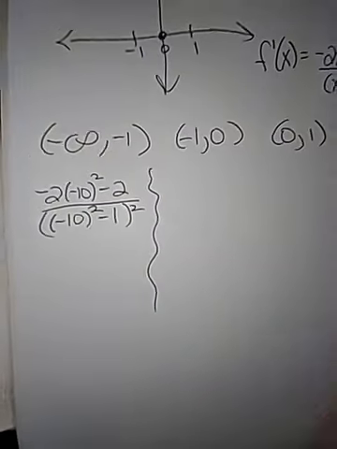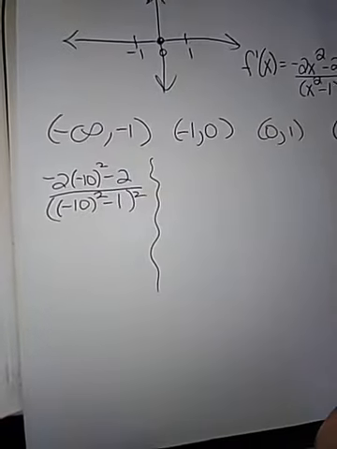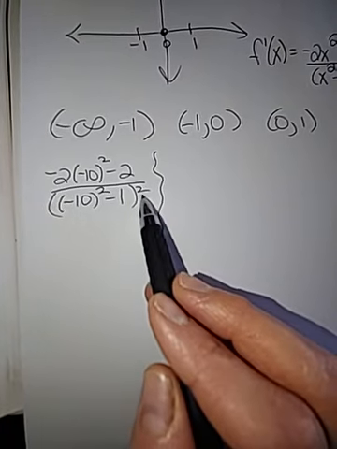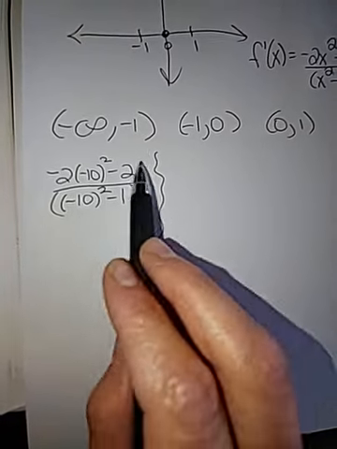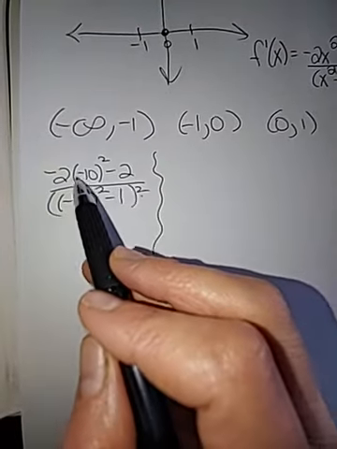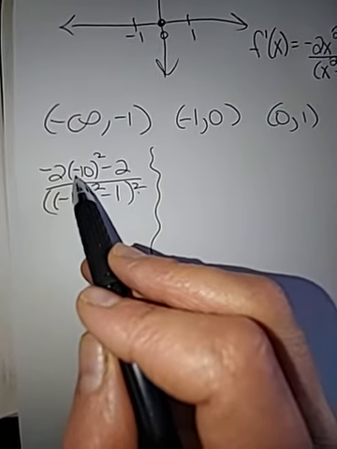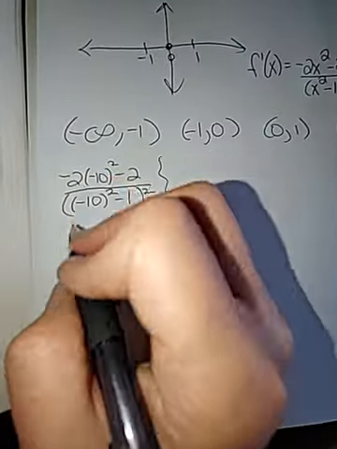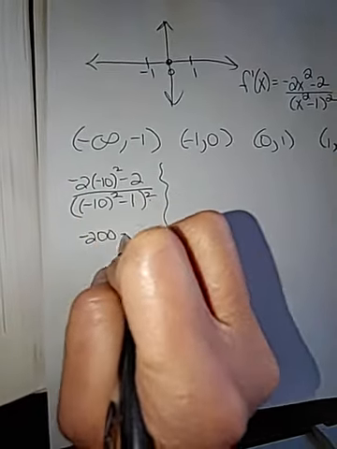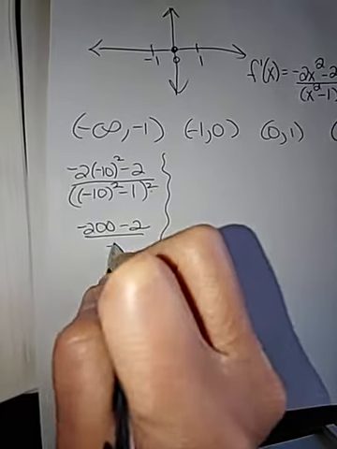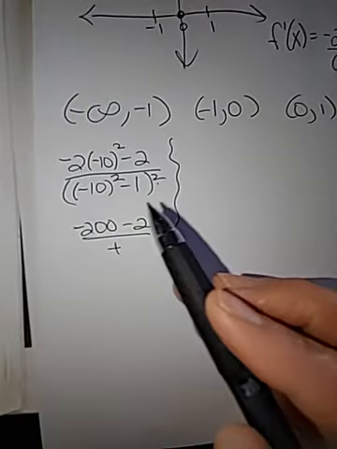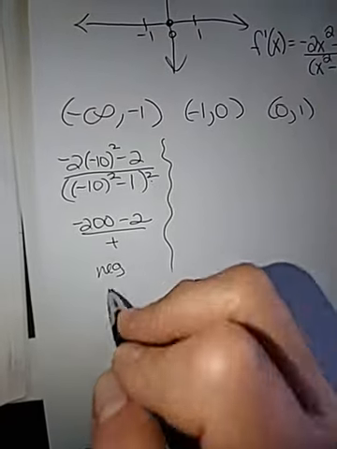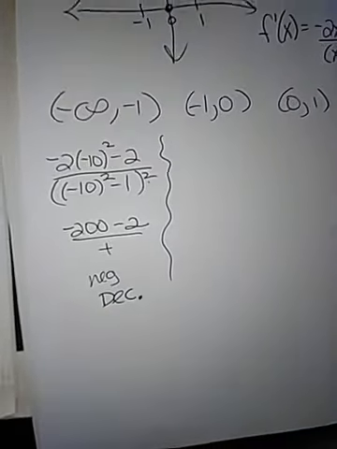Okay, so now when I'm testing into the first derivative, I know in any situation, no matter what I'm plugging in, the bottom's always going to be positive because I'm squaring the bottom. So the only thing I really care about is the top. So let's check out the top. I have negative 10 squared, which is 100, times negative 2. So negative 200 minus 2 over a positive number. So negative over positive is negative, which means the graph is decreasing.